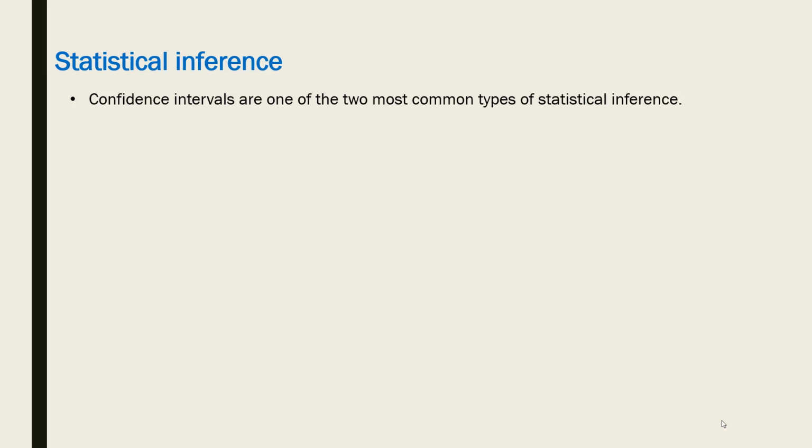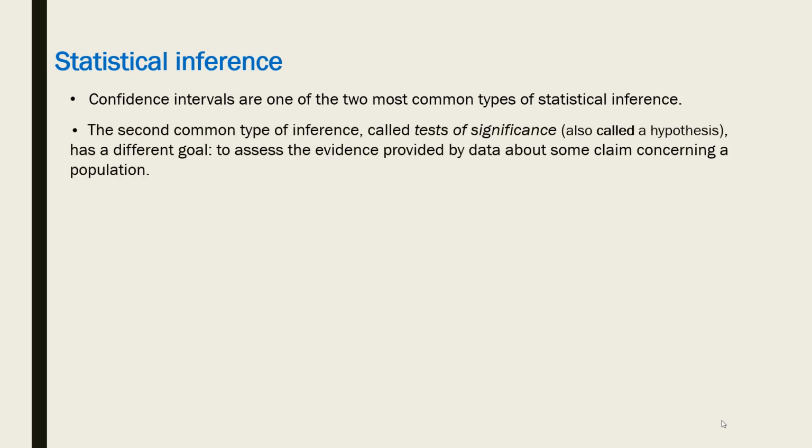Statistical inference. Confidence intervals are one of the two most common types of statistical inference. In the previous video, I discussed confidence interval. When sigma is known, confidence interval was x bar plus or minus z star sigma over root n.